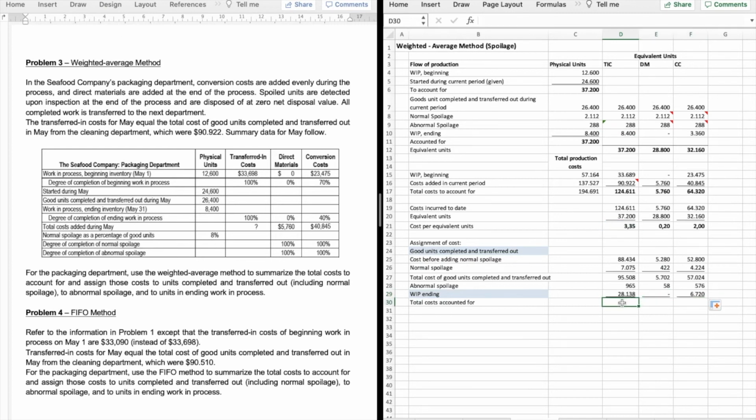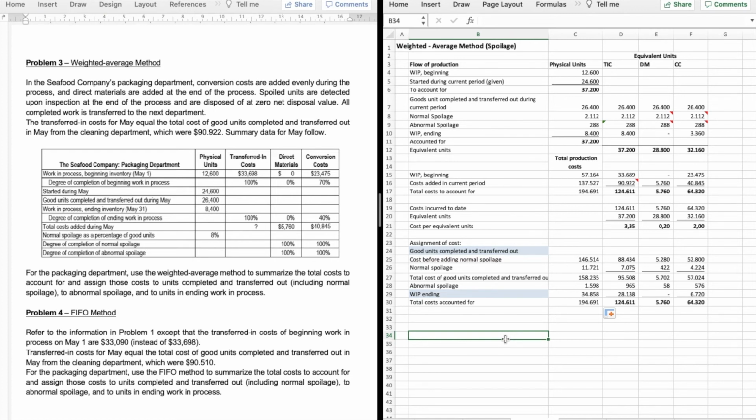So now we can have the total cost accounted for, which is to add the total cost of good units completed and transferred out with the abnormal spoilage and the ending work in process. Okay, so here don't forget to calculate the 3 cost categories. And to make sure, the amount here must be the same amount as the total cost to account for in step 3. And that is for problem 3 about spoilage with the weighted average method.